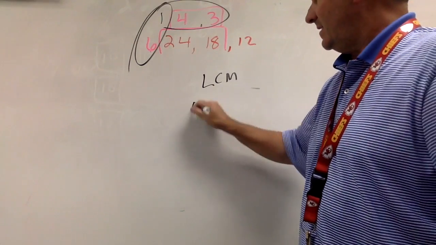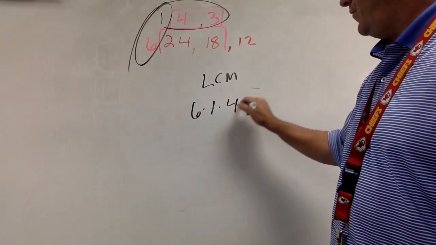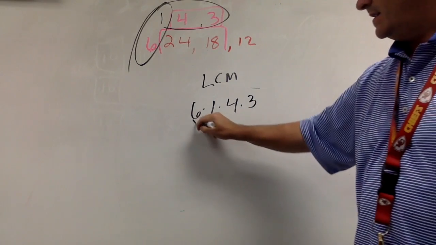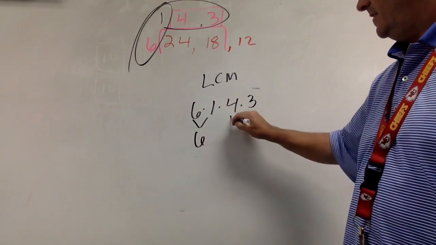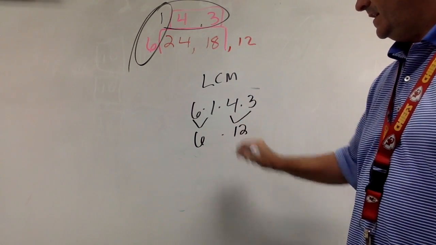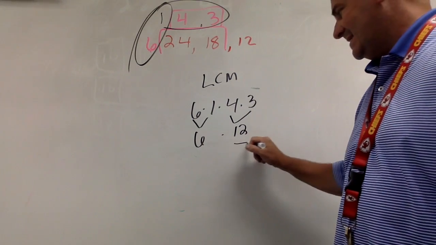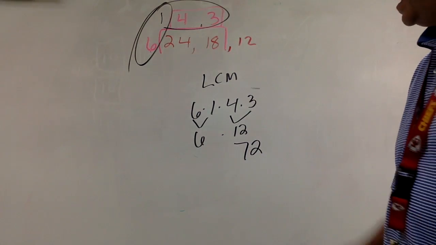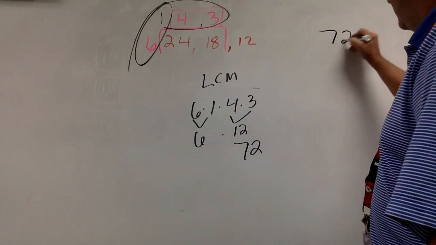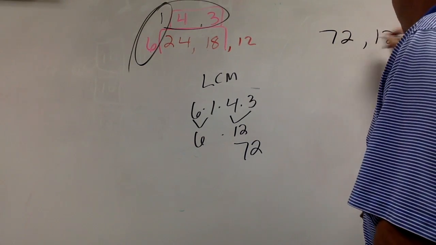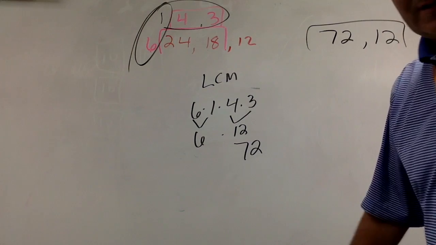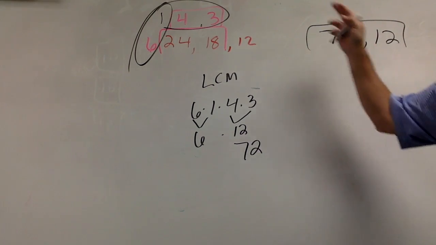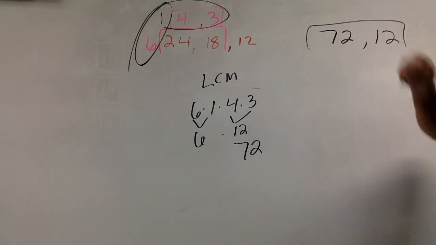So 6 times 1 times 4 times 3. 6 times 1 is 6. 4 times 3 is 12. 6 times 12 is 72. Okay? Take that number and put it with the 12. So it's just like GCF with three numbers, but you put the LCM in there.